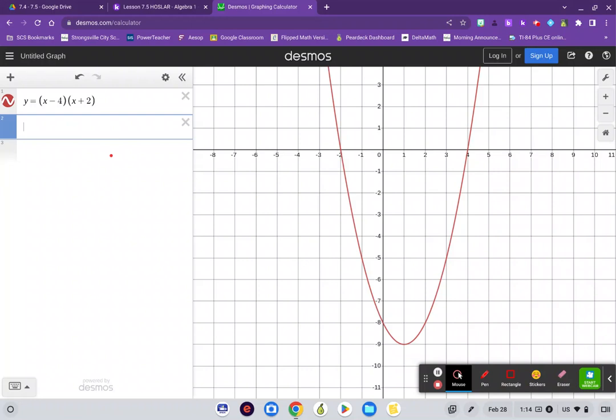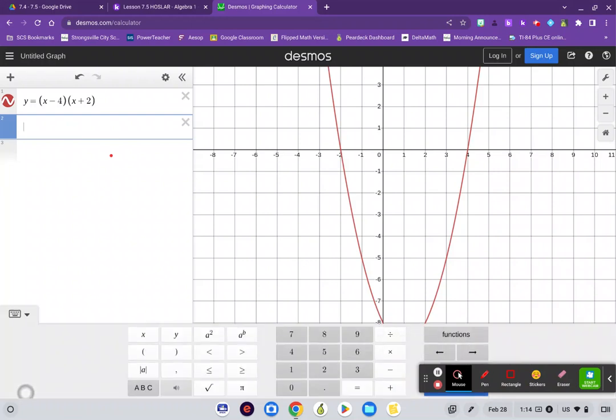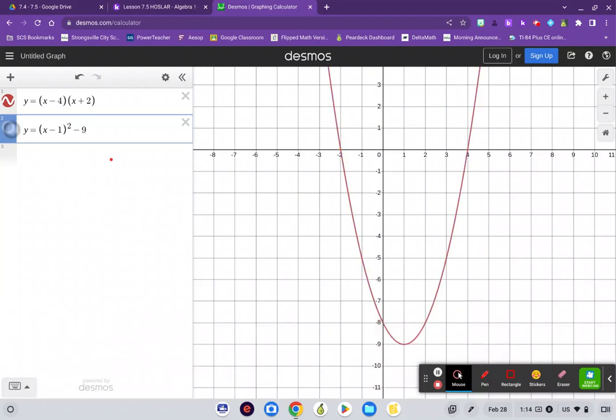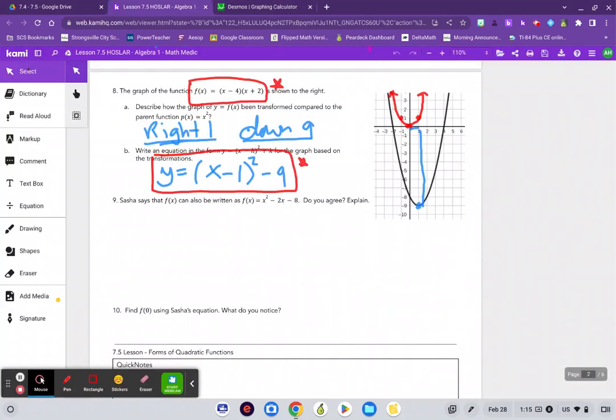And so let's see, we've got y equals (x minus 1) squared minus 9. We said x minus 1, opposite of what you think would happen. And it turns out that that blue graph is the same as that red graph. If I click to turn that blue graph off, you can see that it's the same as that red graph. That's really great news, because what that means is that I wrote an equation that gives me the same graph.